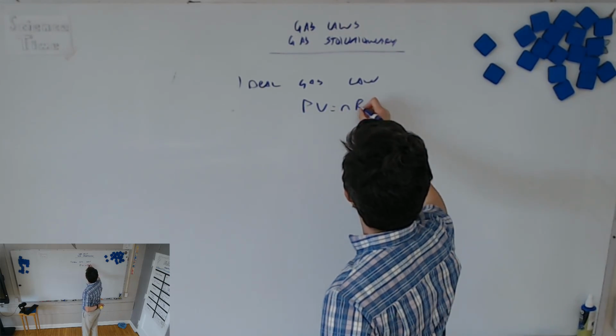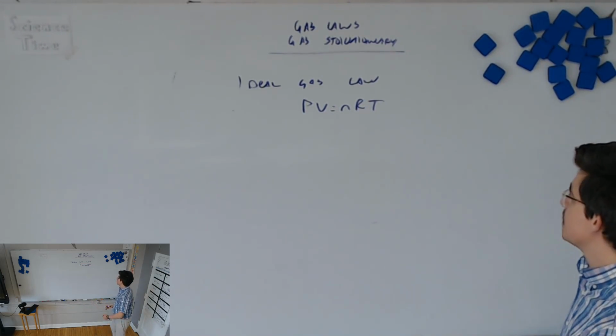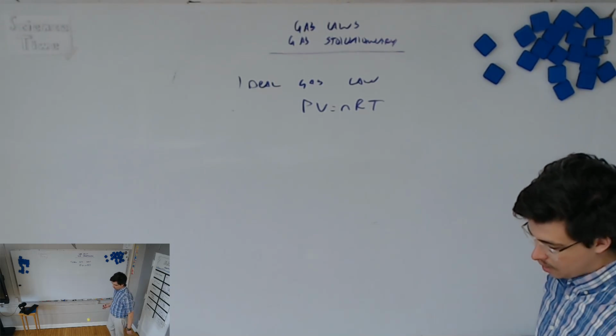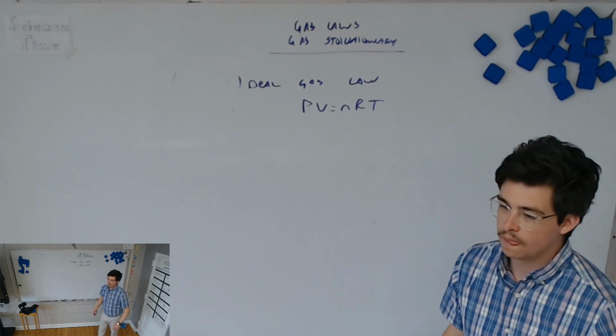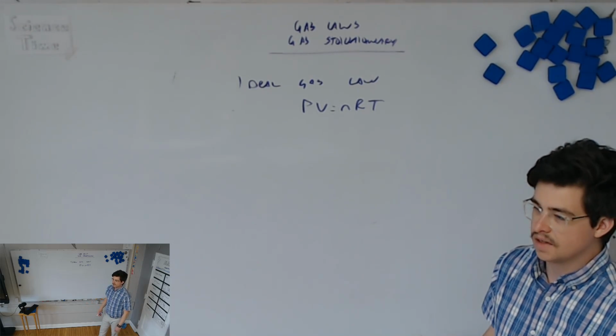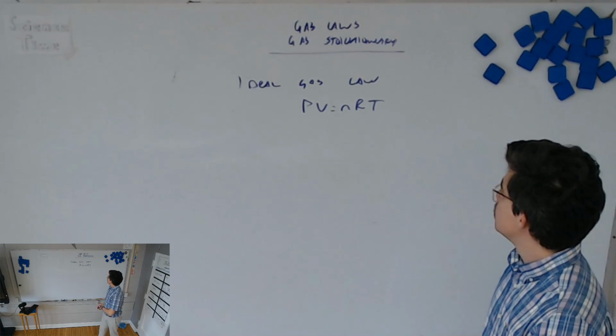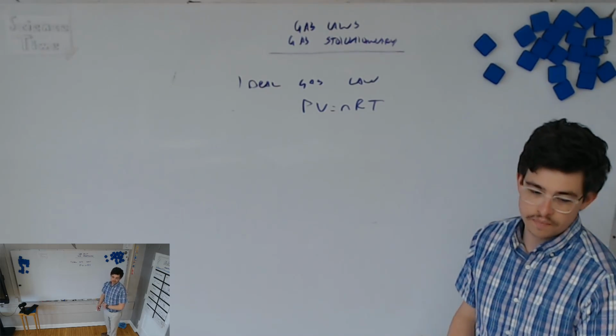PV equals nRT. Capital P, capital V equals lowercase n, capital R, capital T. Get out of here. You're too tempting. Ouch. I meant to do that. I'm good at angles. Okay, PV equals nRT.